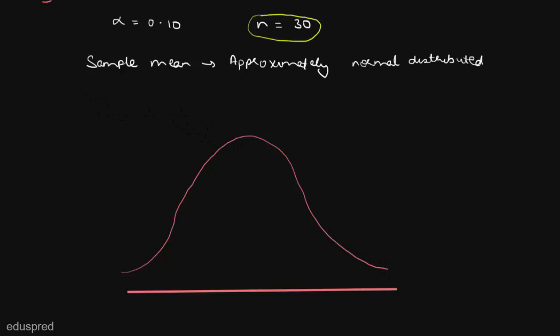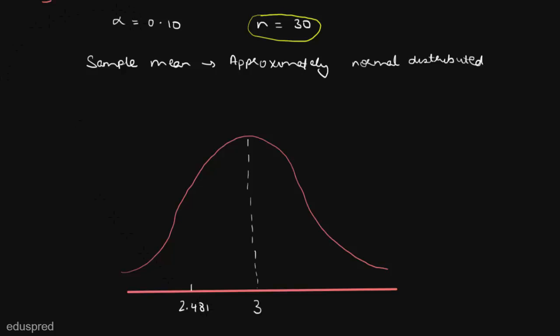Recall that we are given that the hypothesized population mean is equal to 3. So that means we can write 3 here. And the observed sample statistic, that is your x bar, is equal to 2.481. So it may be somewhere here to the left of 3. Let's say 2.481 is here.